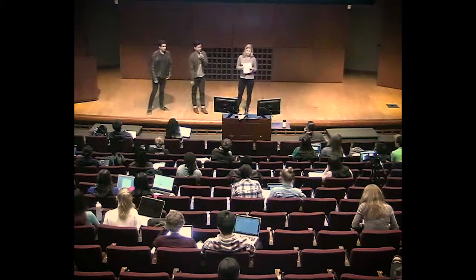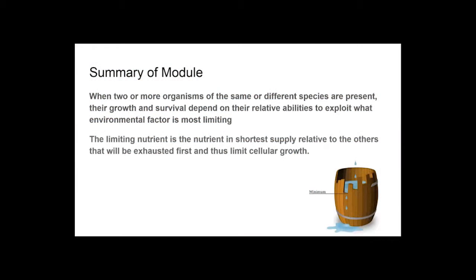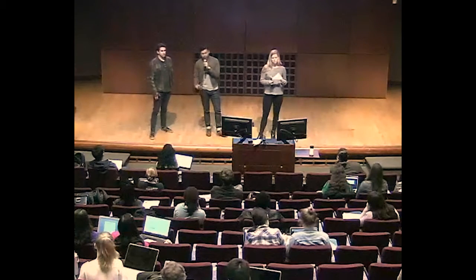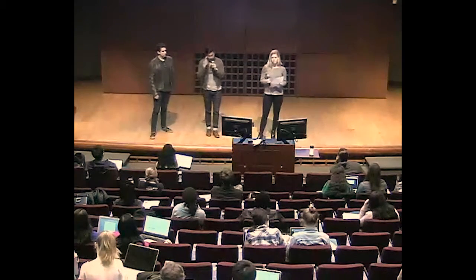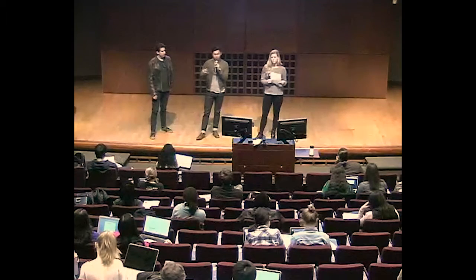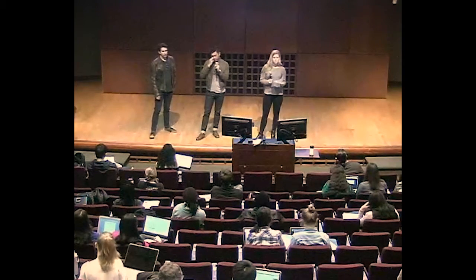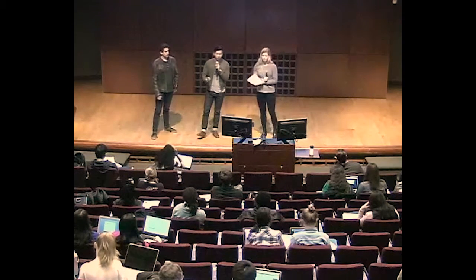So just to quickly summarize the module, limiting nutrients are when two or more organisms of the same or different species are present, so their growth and survival depend on their relative abilities to exploit whichever environmental factor is most limiting. You might think back to the lecture we had on this where there was the example of a car, a bunch of different elements that go into making a car. You have wheels, lights, and engine. So say you have 3 wheels, 1 engine, and 1 set of lights.